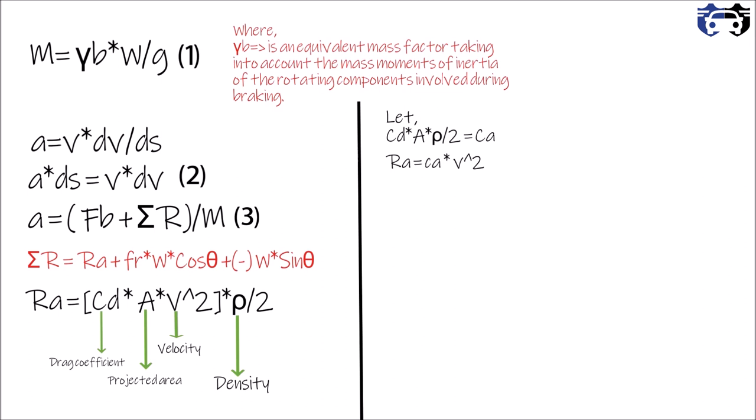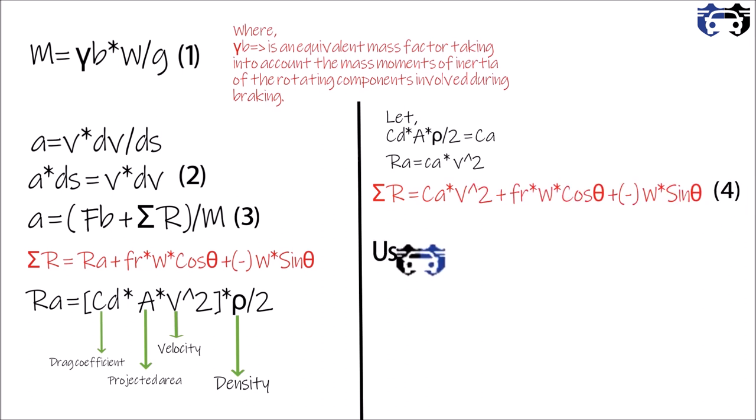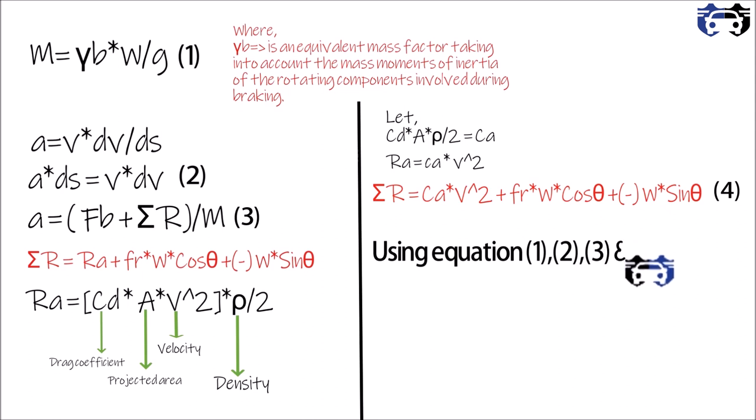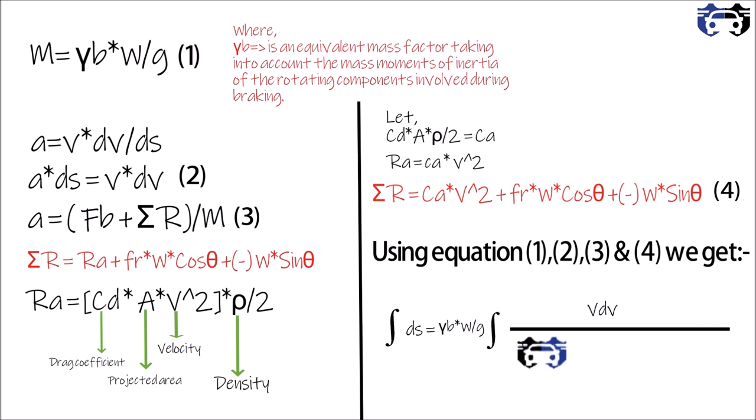After putting the value of Ra in sigma R, we get the following equation. This is our equation 4. Now using equations 1, 2, 3 and 4, we get integration of ds equals gamma B multiplied by W by g whole integration of v dv divided by Fb plus Fr into W cos theta plus or minus W sin theta plus CA into V square.